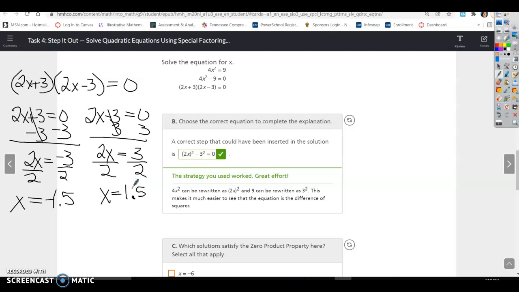Now, we're talking about length, width, and height. All of those are a distance. So this one will not work because you can't have a negative length or a negative width. So the only answer that we could have, and I'm not able to circle it very well here with my pointer, would be x equals 1.5.